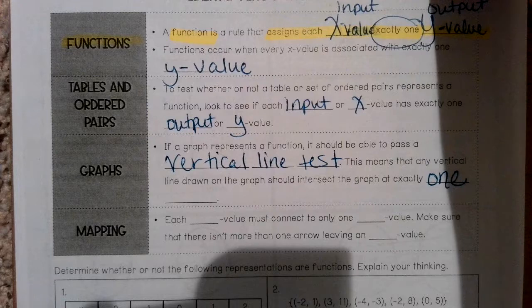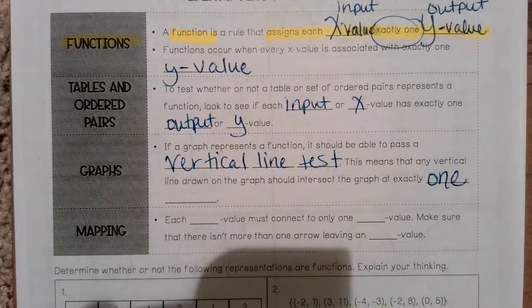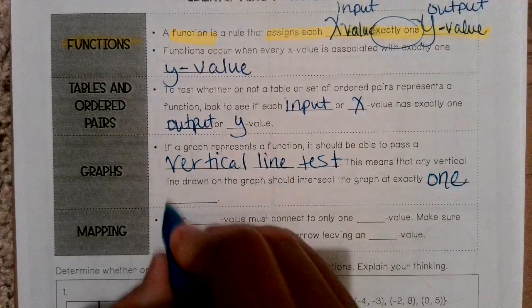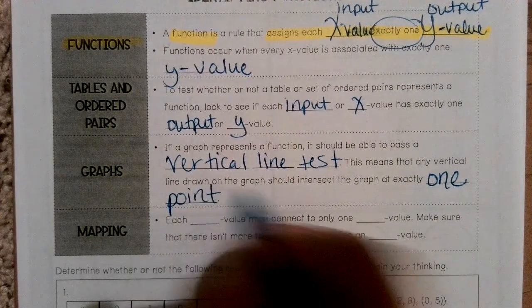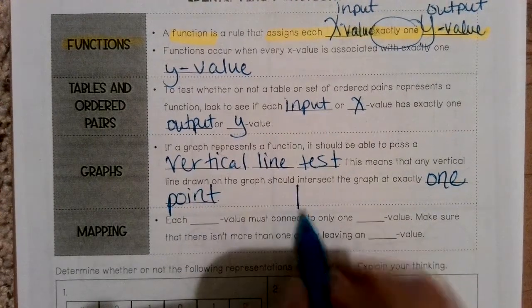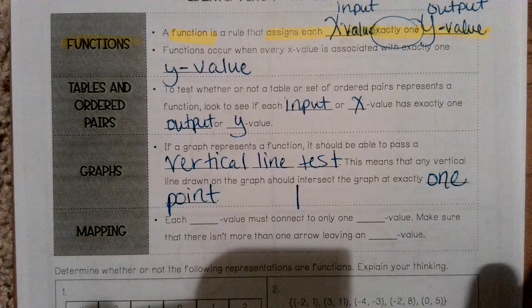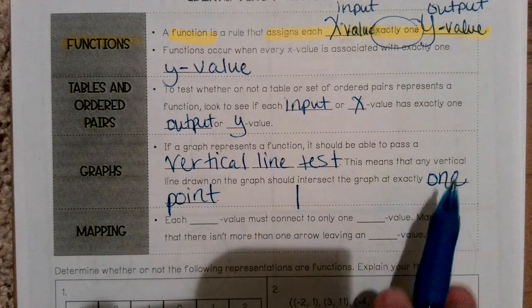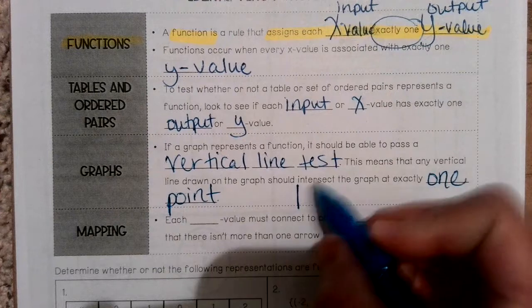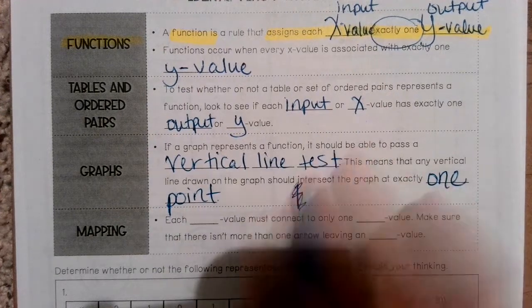Hold on, sorry. I thought my camera stopped recording. At exactly 1 point. So if you draw a vertical line to check whether a graphed function will pass the test, that vertical line should only cross at 1 point. And I'll show you that in a minute. You don't have to draw that line.